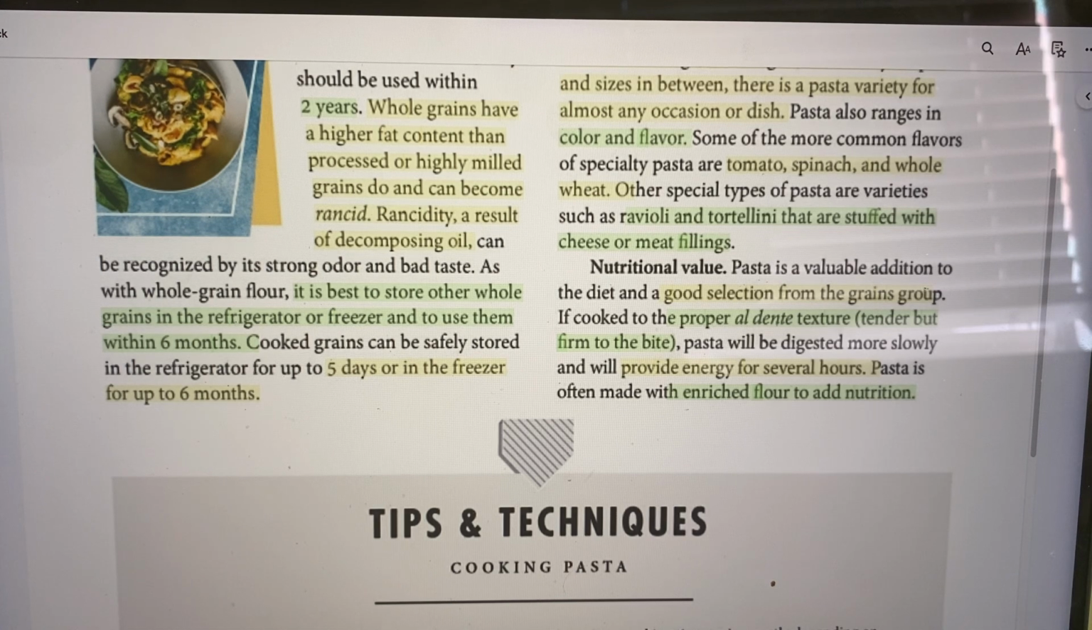So pasta will be digested more slowly and will provide energy for several hours. So that means a lot of times, athletes like to have pasta a few hours prior to an event, because it gives a lot of energy. Pasta is often made with enriched flour, so it can add nutrition too.